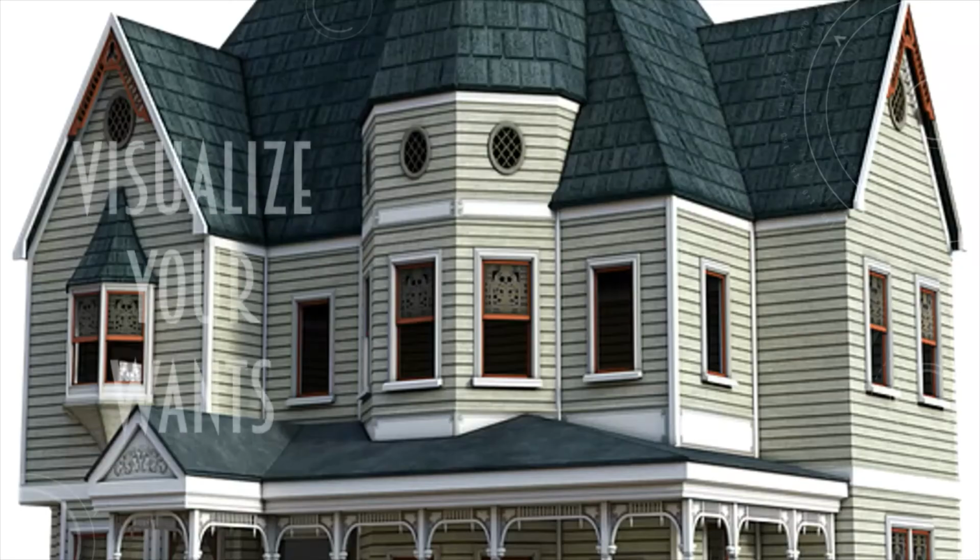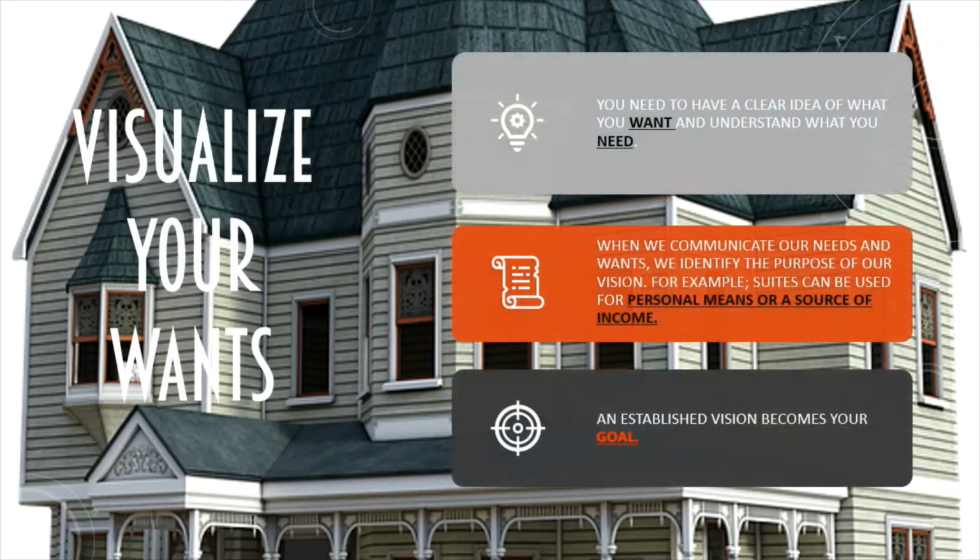What I tell my clients is you need to visualize your wants. You need to have a clear idea of what you want and understand what you need. When we communicate our needs and wants, we identify the purpose of our vision. For example, suites could be used for a personal means or a source of income. When we establish our vision, this soon becomes our goal.